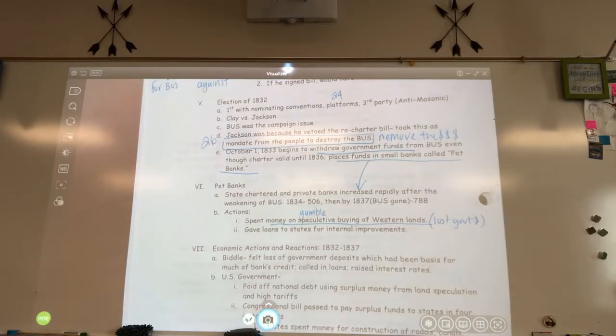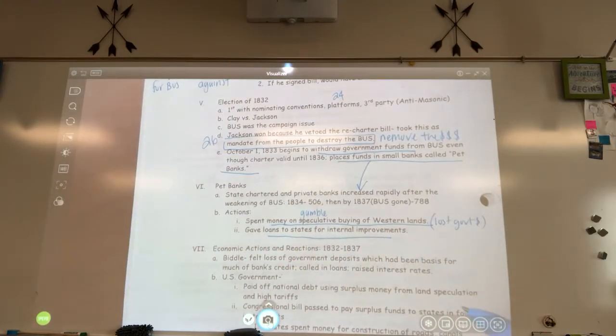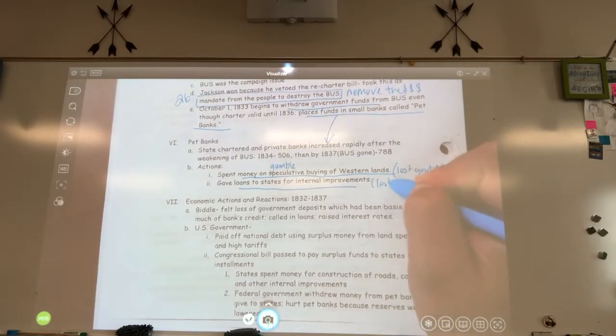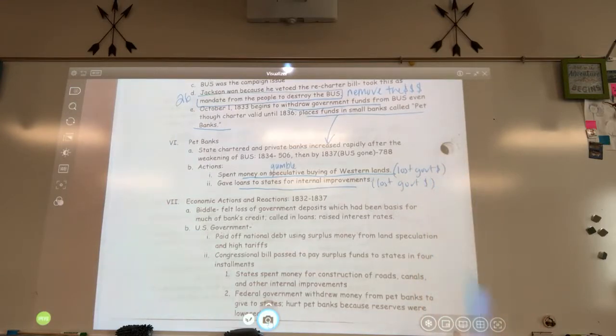Oops. The next thing, these pet banks are going to give loans to the states for internal improvements. Will the states be able to pay back that money? No, they lost the government's money. Was this a good investment? Now they've lost the government's money, and when the government tries to come back and get its money, is the money there? So, we're seeing that Jackson has taken the money out of the bank, and he has put it where? Pet banks. Were the pet banks wise with that money? Right?